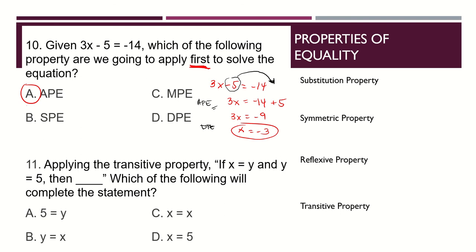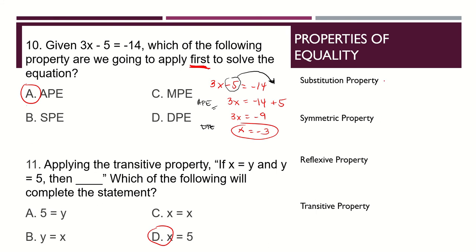So the answer is A. Then, for number 11, applying the transitive property, if x equals y and y equals 5, then what is our conclusion? For number 11, our answer here will be D. X equals 5. So let us go through what makes each of these properties different.